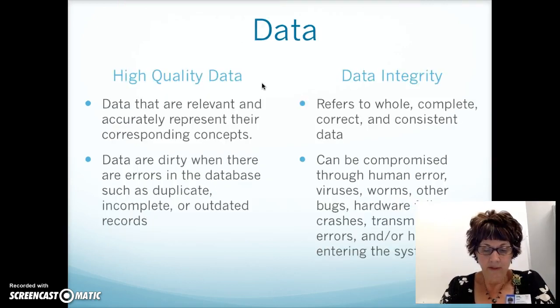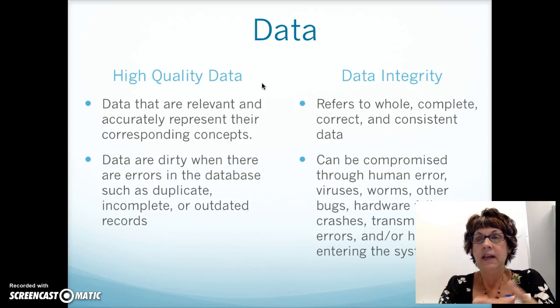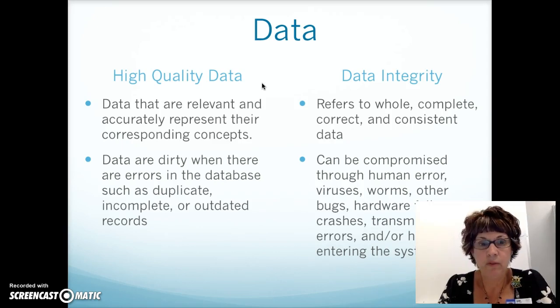So let's talk about data. Data we can describe as high quality data. That's data that's relevant and accurately represents corresponding concepts. Data that's dirty means there's error in the databases. It's duplicate, it's incomplete, or outdated. So we don't have the latest information about our patient, the last labs or the last assessment data from the shift before. Or it says that our patients had a certain thing 3 or 4 times when they've had it once. So that changes completely how we might feel when we're going to treat them.